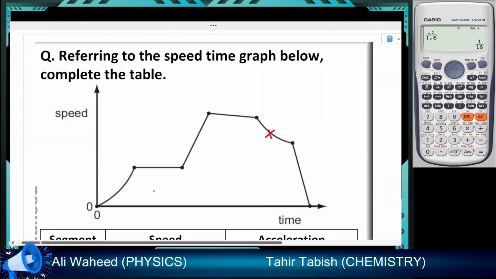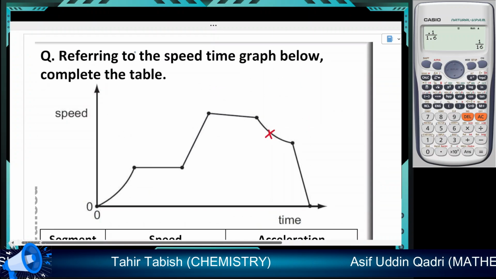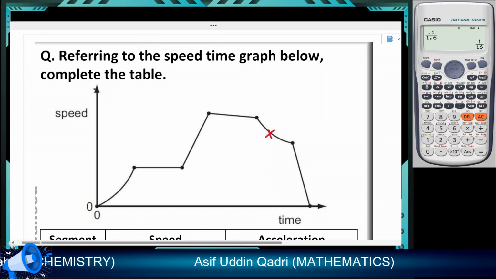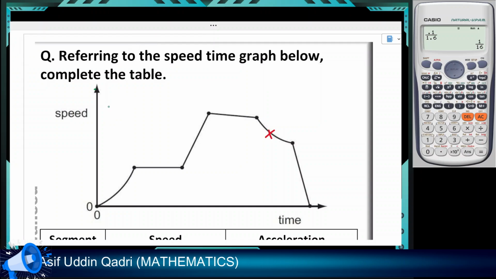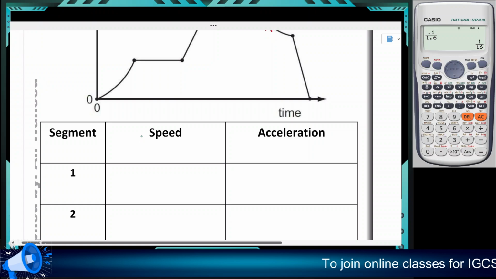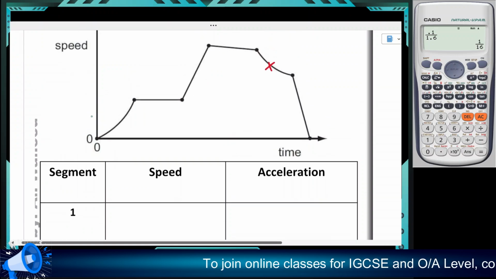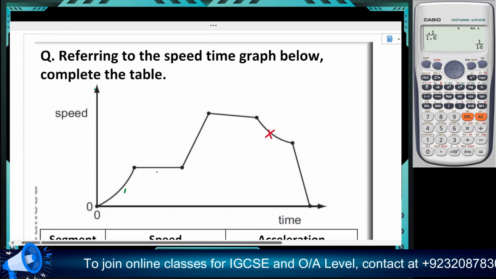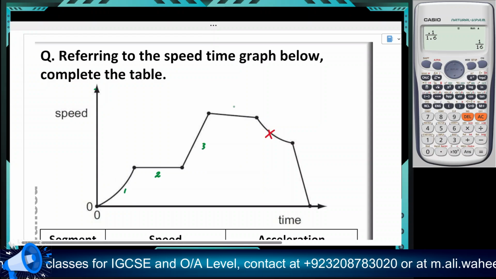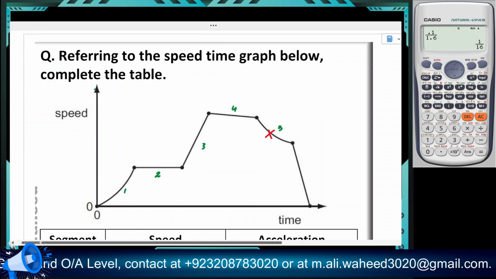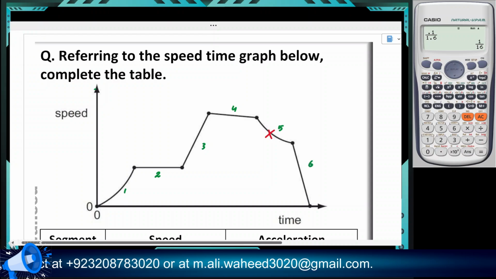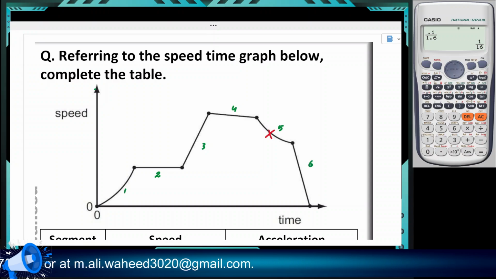All right. So here we have another speed time graph. Refer to the speed time graph and complete the table. We have to comment on the speed and then we have to comment on the acceleration. I'm going to label the segments. Let's call them segment 1, 2, 3, 4, 5, and 6. Segment 5 is not in the syllabus anymore, but we'll just make a comment on it without too much indulging in that.